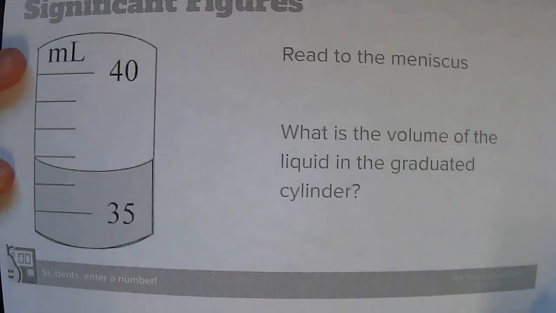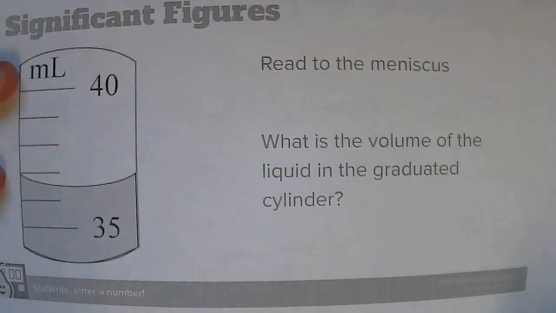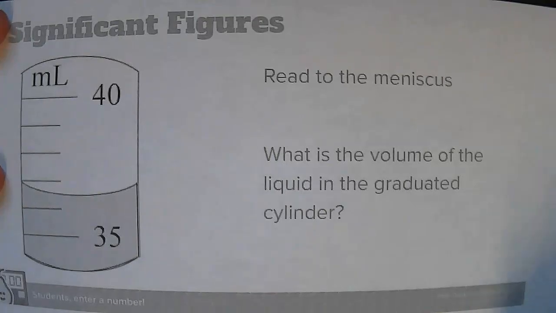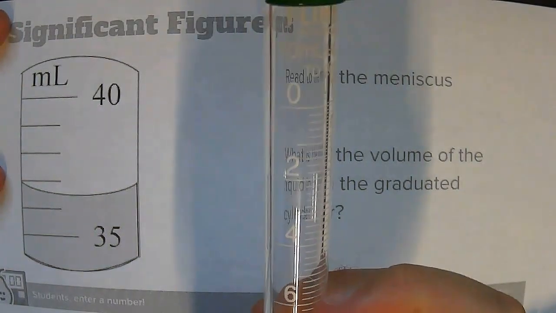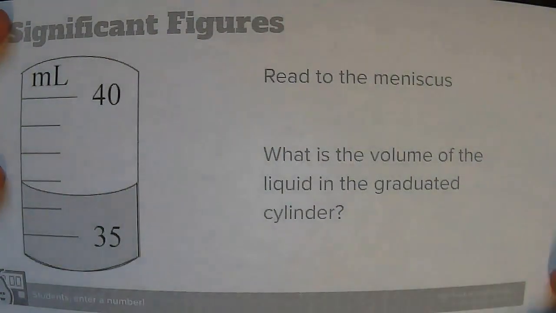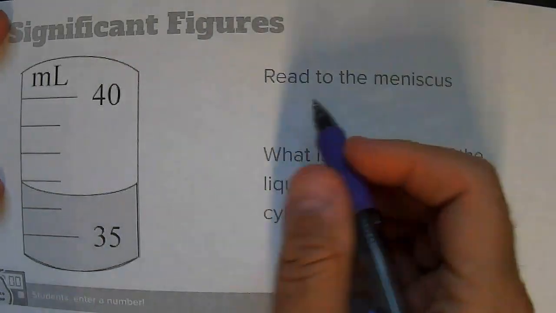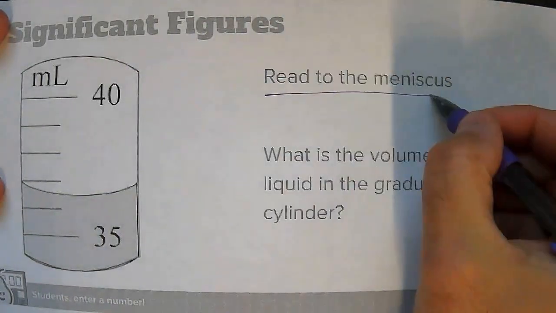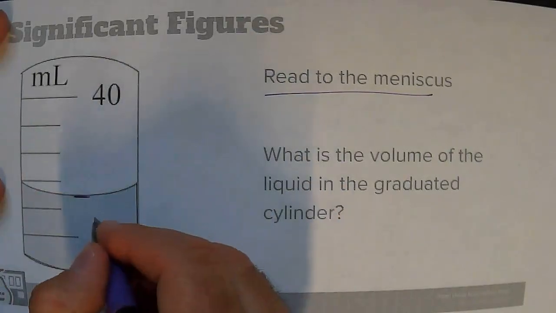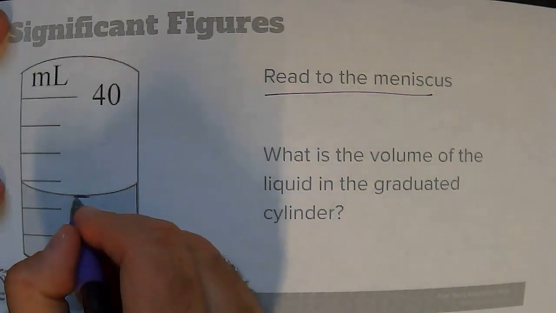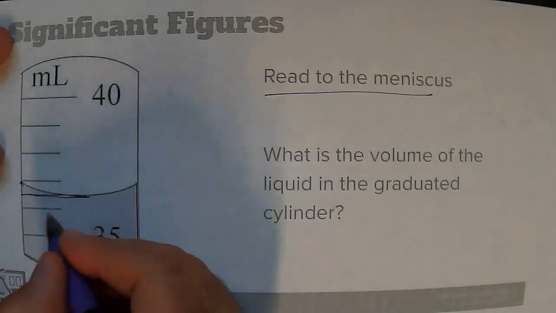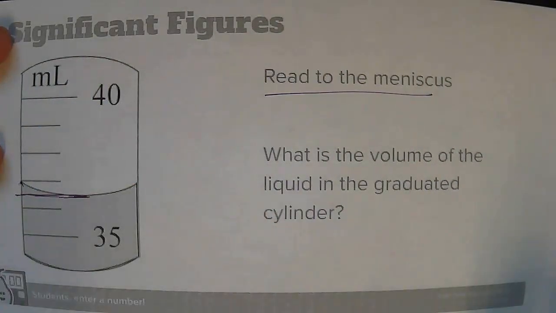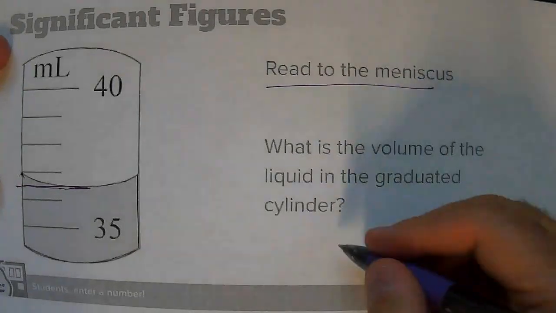The last type of measurement that you're going to have is maybe in a graduated cylinder. So this is a graduated cylinder, and you can see the measurements on it. When you have a graduated cylinder, you always read to the meniscus. When we say read to the meniscus, we mean the bottom of this curve. That is the measurement that we're going to read to. Not this one, not that one, but this one here.